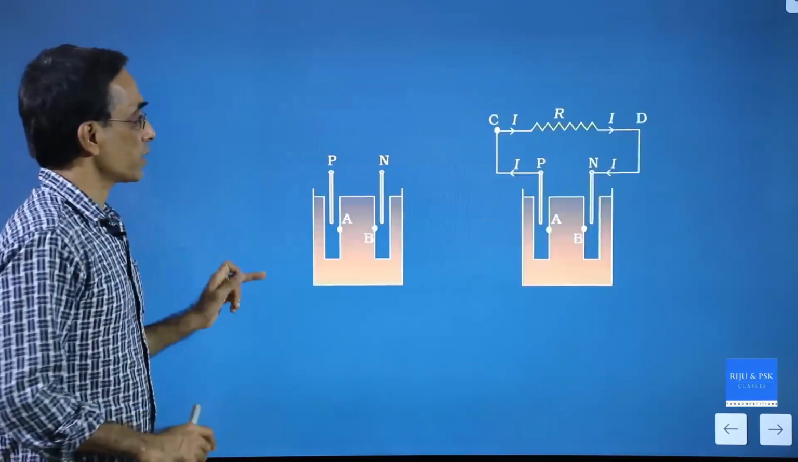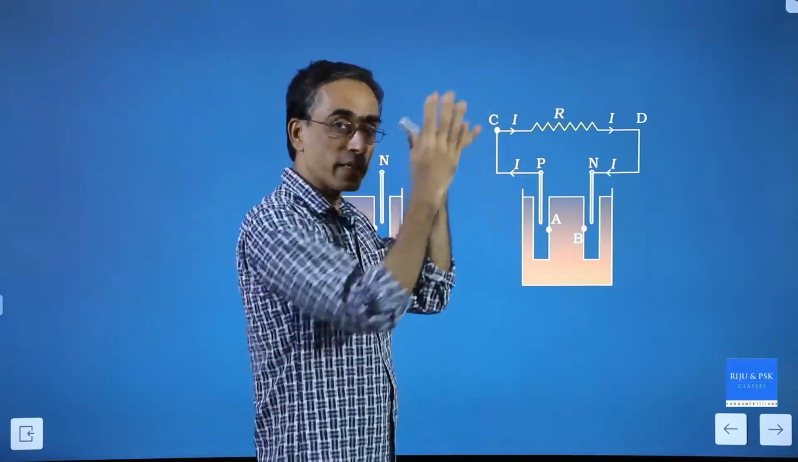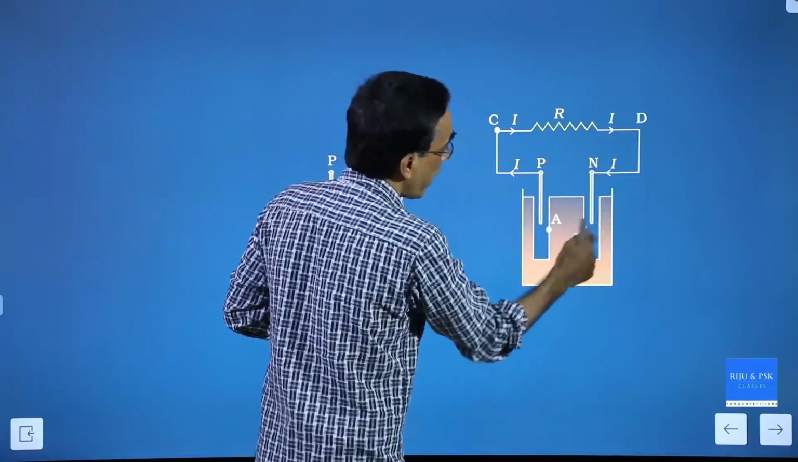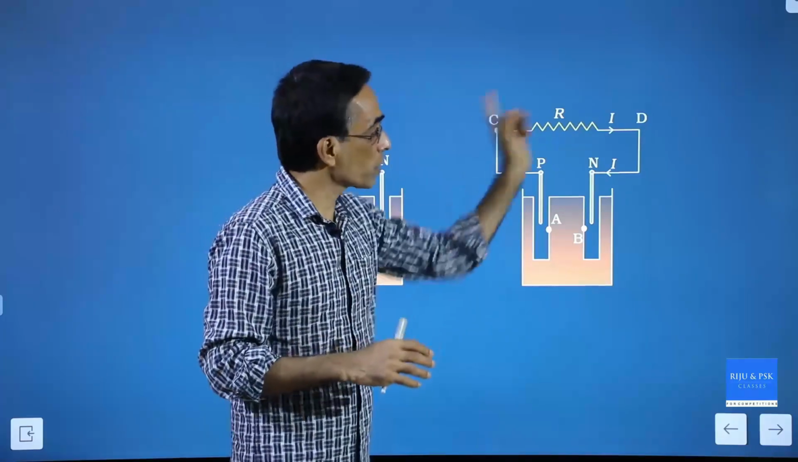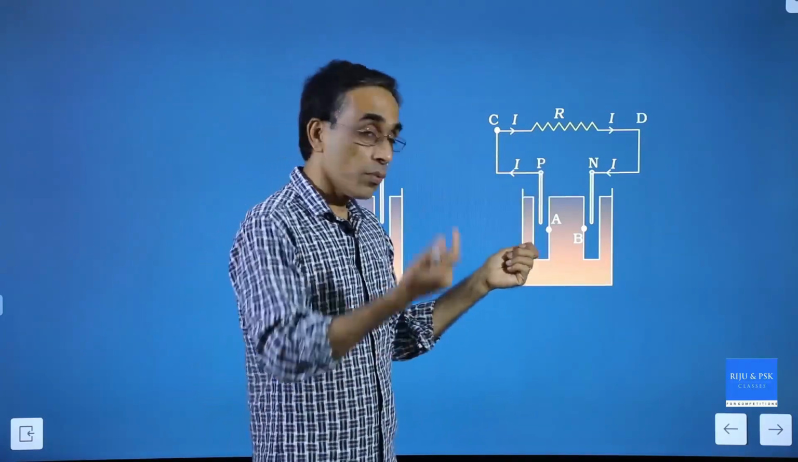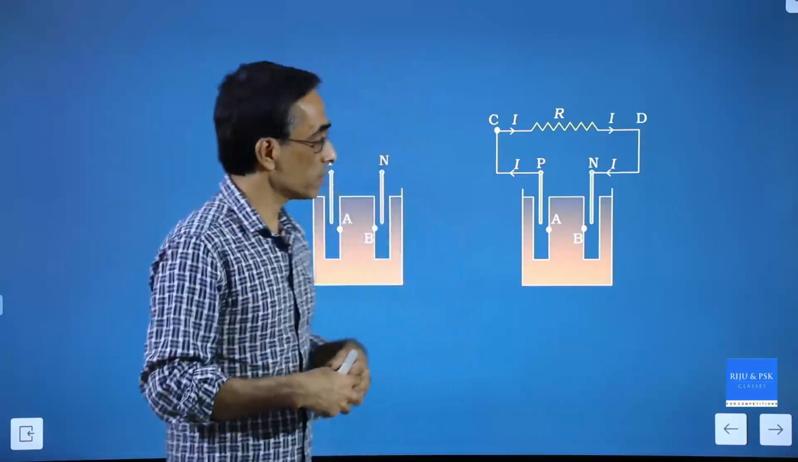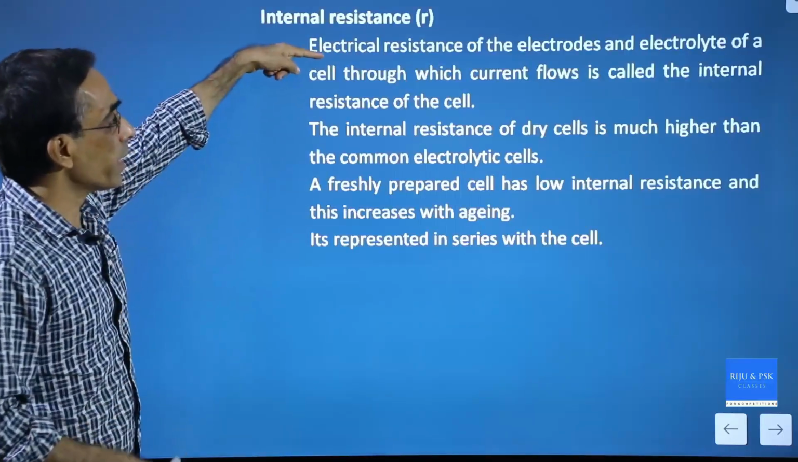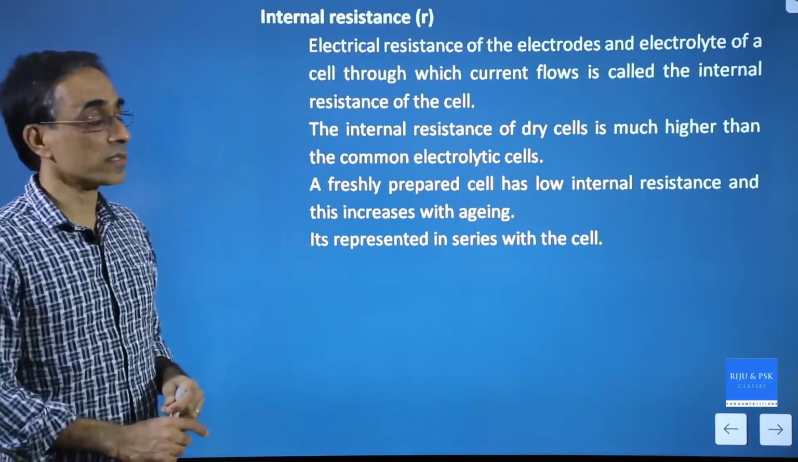Now, internal resistance. I'll tell you what it is. This resistance connected from outside is called the external resistance, but the current also flows through the electrodes and the electrolyte. So the electrode and the electrolyte produce some resistance. The resistance to the flow of current offered by the electrodes and the electrolyte inside the cell is why we call it internal resistance. Electrical resistance of the electrode and the electrolyte is called internal resistance.